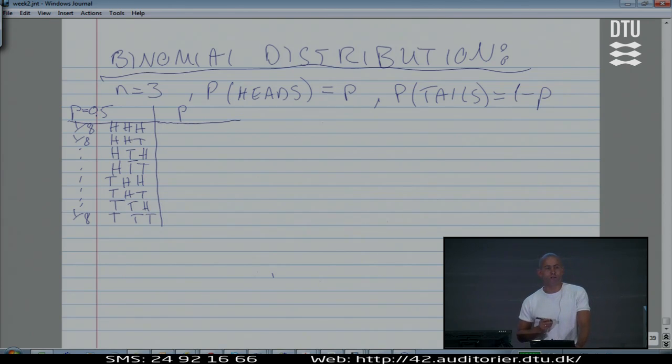What is the probability for 3 heads? 1 head was P, 3 heads.